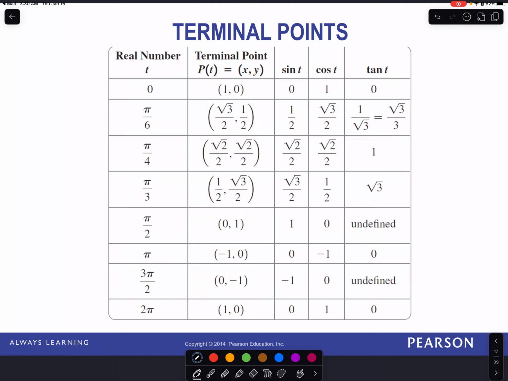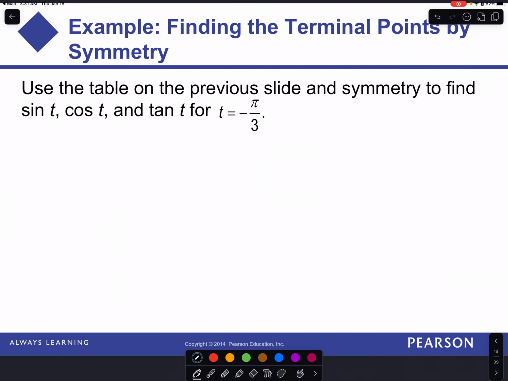Let me think. Terminal points, sine. This is fine. I want to jump ahead just a little bit to show you something. It's not here though, but that's fine. We'll use the table. So here, use the table on the previous slide in symmetry.